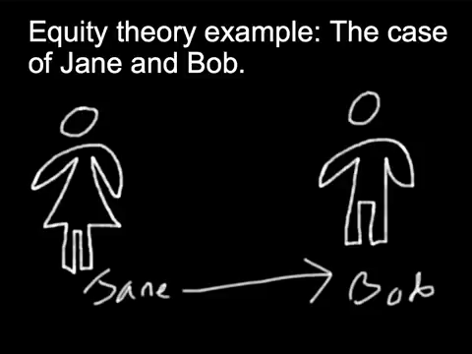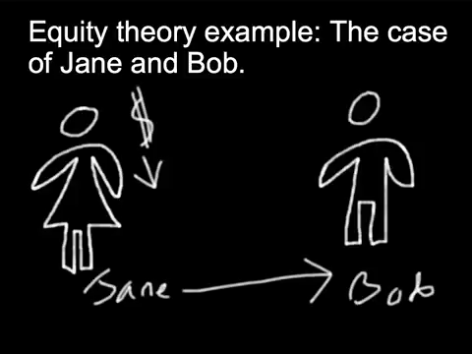So what might she do to restore balance? Well, she may try to alter her outcomes. She may demand a raise. She might steal. She might try to alter her inputs. She may decrease her production. She may decrease her quality. She may arrive late. She might attack Bob's inputs, meaning that she might sabotage Bob.